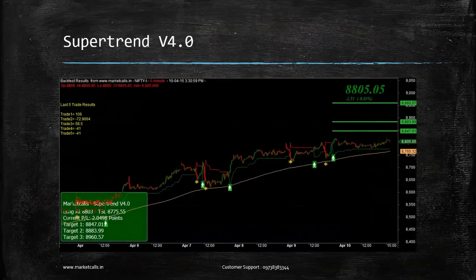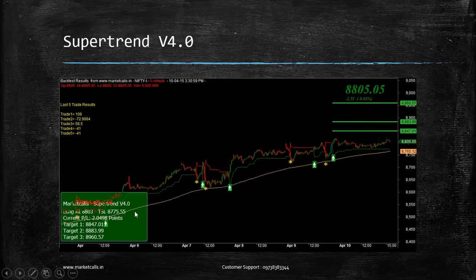You can see the long signal came on April 5th, from April 5th onwards, and once again on April 7th there is a star. The star indicates an exit. Whether it is a buy exit or a short exit, it is always represented by a yellow star here. So a yellow star generally represents that you close your position and wait for the next signal, right?